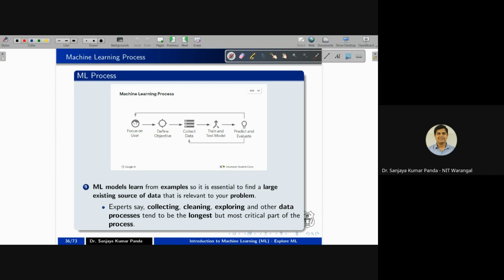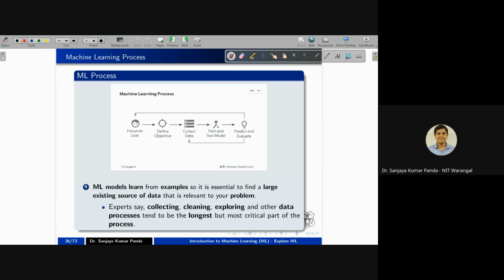Experts say that collecting, cleaning, and exploring data and other data processes tend to be the longest and the most critical part of the process. Although we expect good accuracy and try to improve the results of an existing model, the most important part is collecting the data. Once you collect the appropriate data and make sure that it is correct and valuable, you can get good insights from the data, and you can do everything using any model.